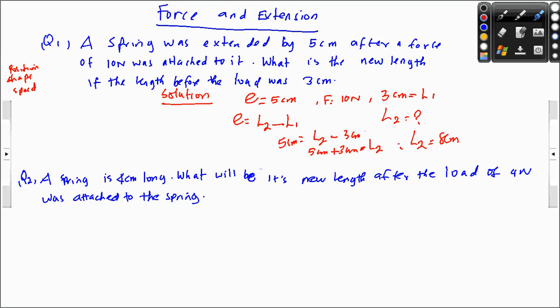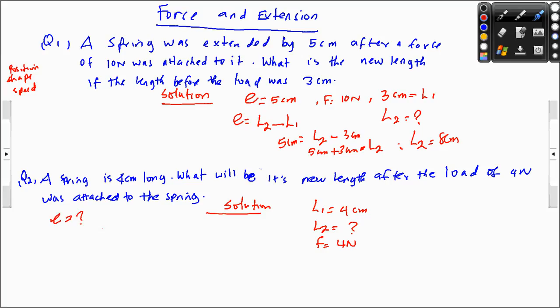That's fine. Now let's say the next question says we have a spring which is 4 centimeters long. We have L1 equals 4 centimeters, and we don't know what L2 is. The force acting on the spring is said to be 4 Newton. What we want to know is the new length. Before we know the new length, we need to know the extension, which is not known now.